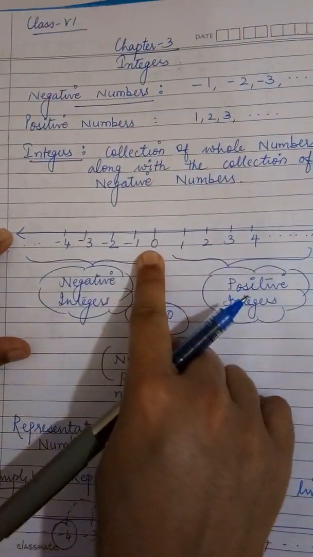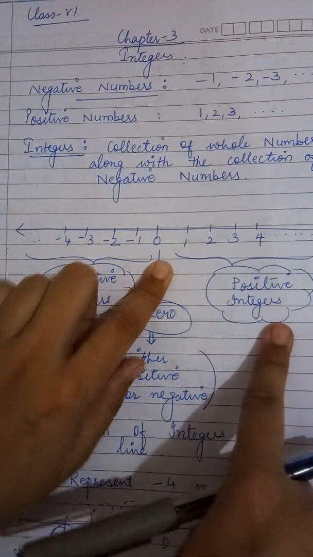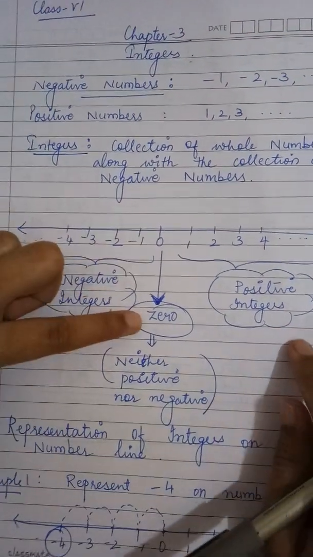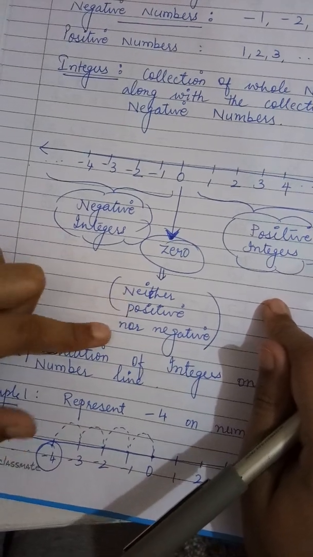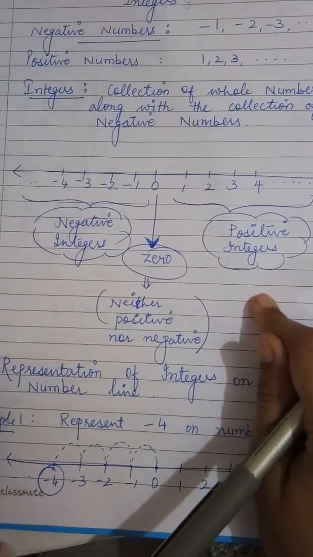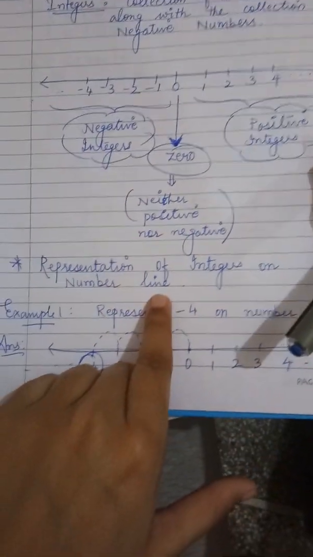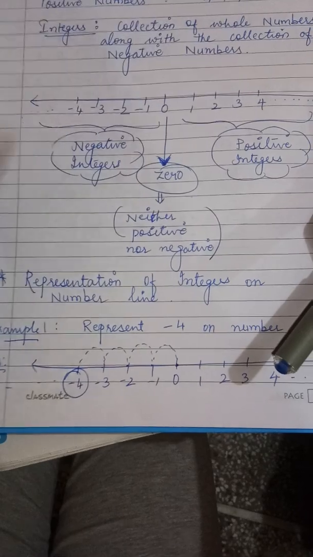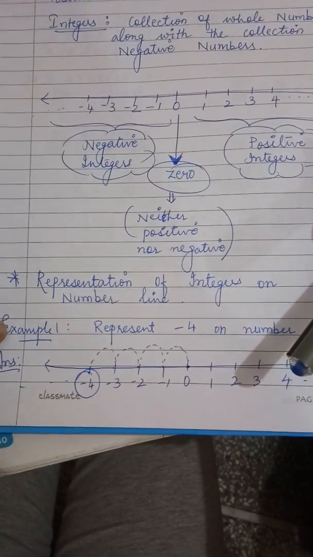On this number line, 0 is there, to the right side are positive integers, to the left side negative integers. Now this 0 is neither positive nor negative, right? That's what I have explained to you. Next we are going to represent the integers on the number line. I have explained to you how we are going to write this number line. Let's move to example 1.